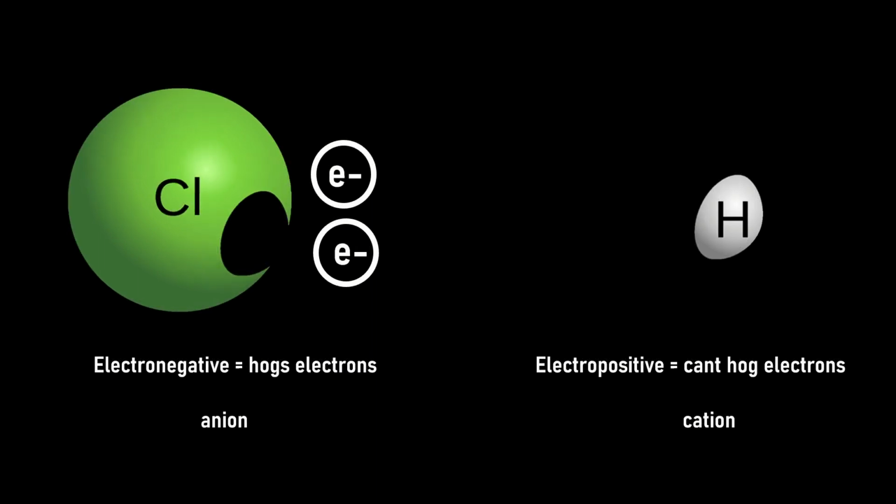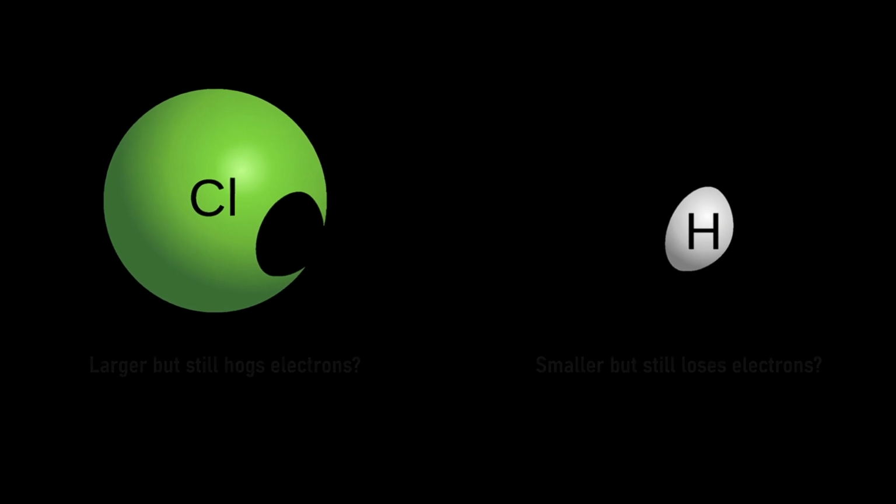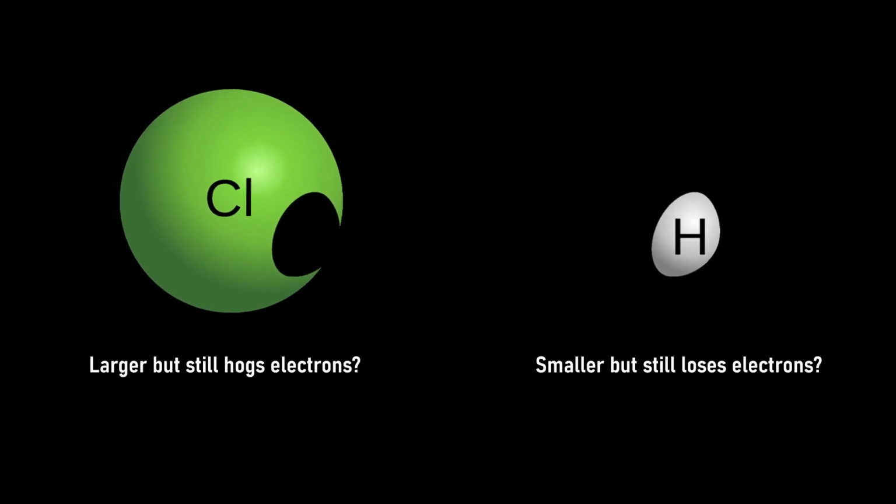Now it would be great to think why chlorine is more electronegative than hydrogen, even though chlorine is larger and its electrons are further apart. Do think about this. I'll leave the answer in the comments.